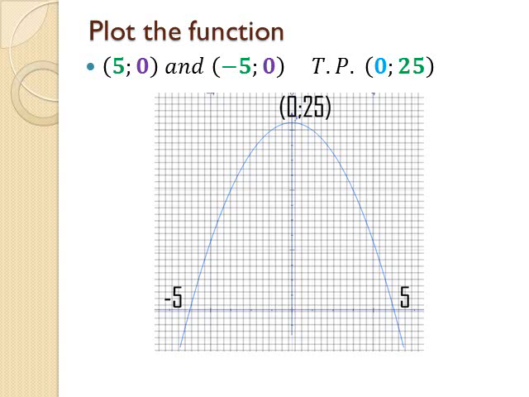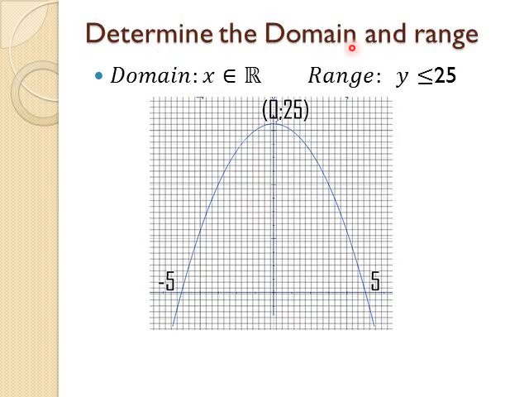Let's look at the domain. Right, so determining the domain and range. The domain for all parabolas will always be x is an element of real numbers, or x is an element from negative infinity to positive infinity. The range: the graph turns at 25 and is facing downwards, therefore y is less than or equal to 25.